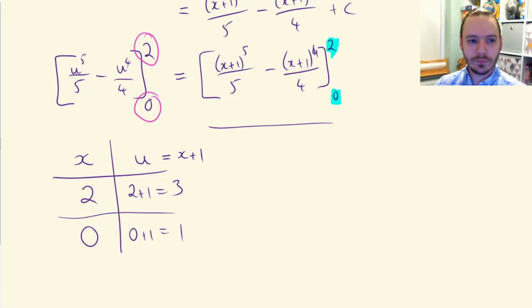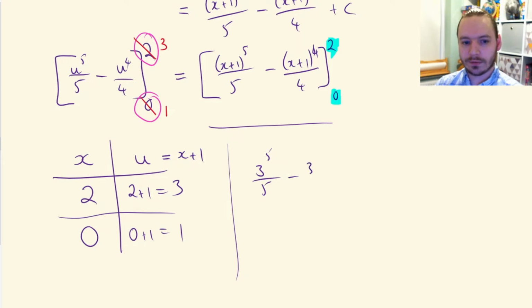So instead of having these original limits, we adjust our limits to 1 and 3 because we've changed our variable from x to u. So we have to adjust those limits as well. And now that I know this, I can just substitute 1 and 3 into this u version. So my final answer is going to be 3 to the power 5 over 5 minus 3 to the power 4 over 4, subtract 1 to the 5 over 5 minus 1 to the 4 over 4.